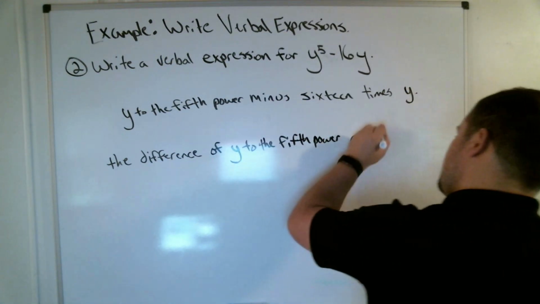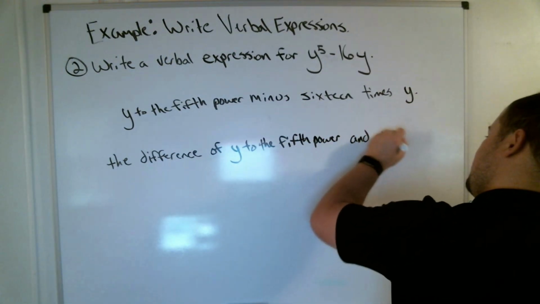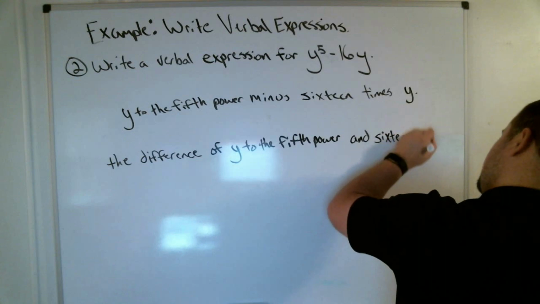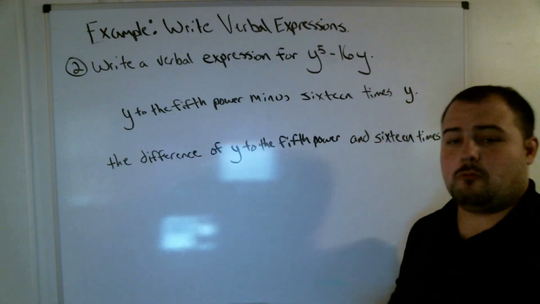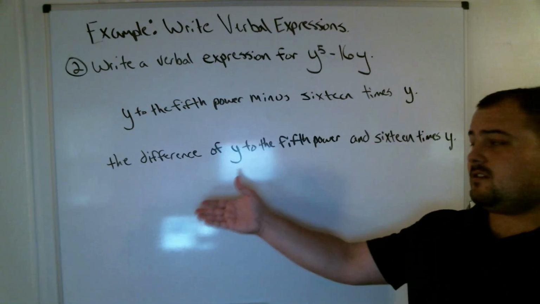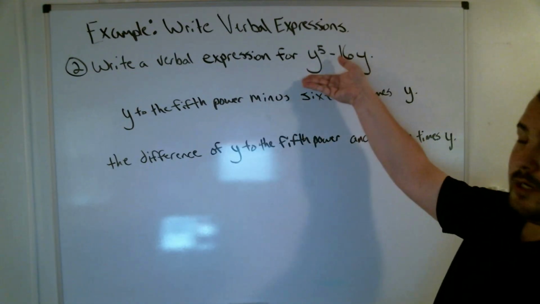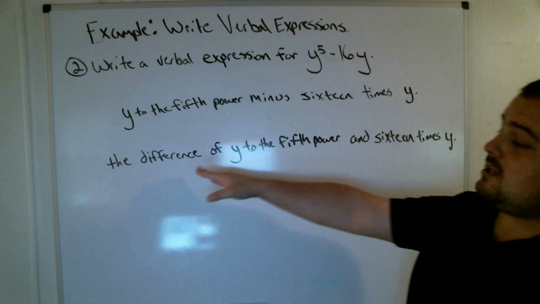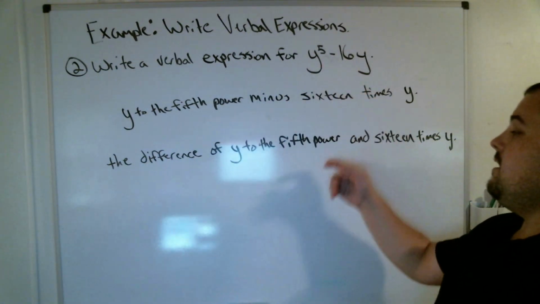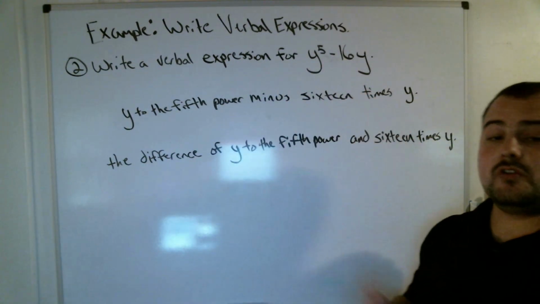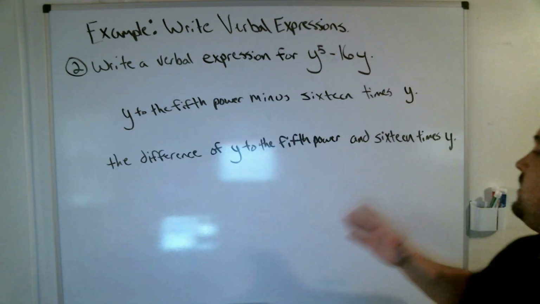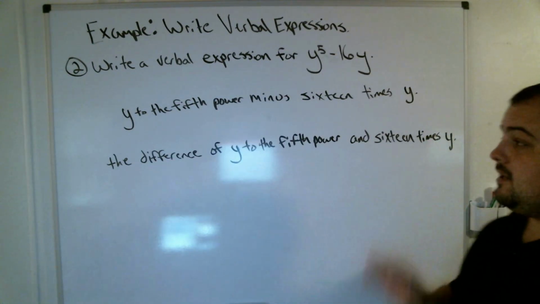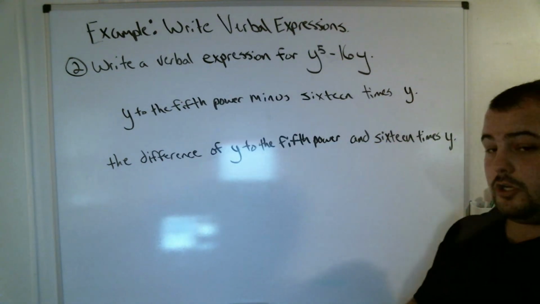and 16 times y. So this is just another way that we could actually say this. This is the difference of y to the 5th power. So we have y to the 5th power. Difference again means we're subtracting. And then 16 times y. Those are the two ways that you could write this problem. Whichever way that you prefer, that's absolutely okay. These are just two different ways that you could.